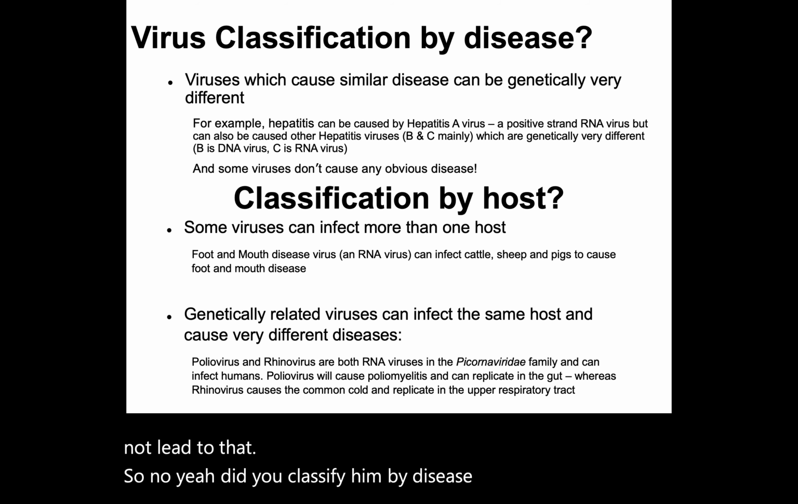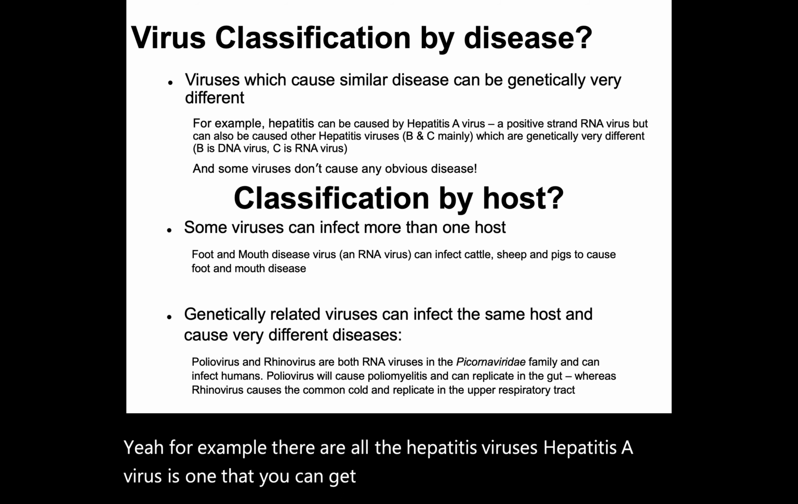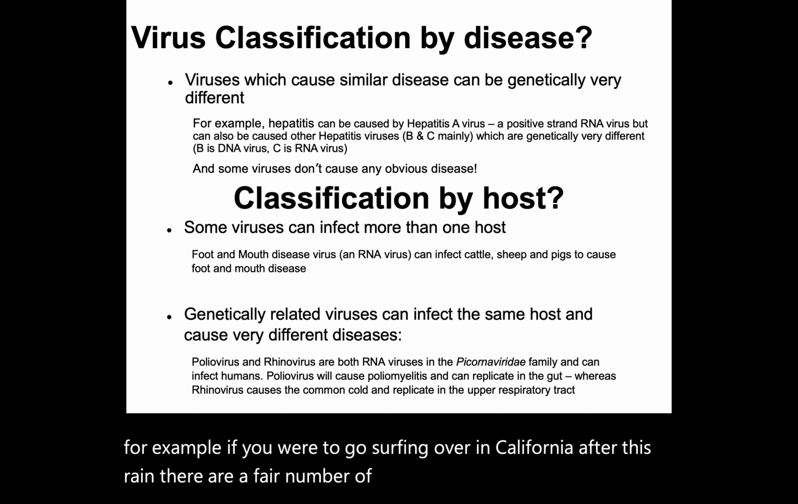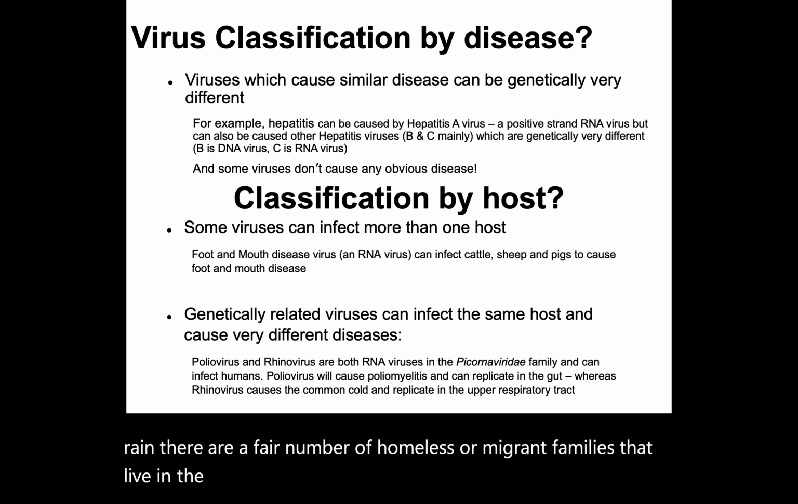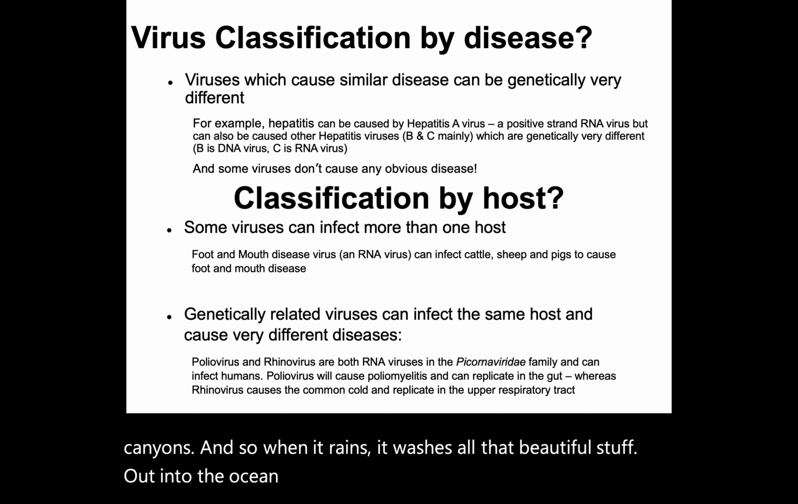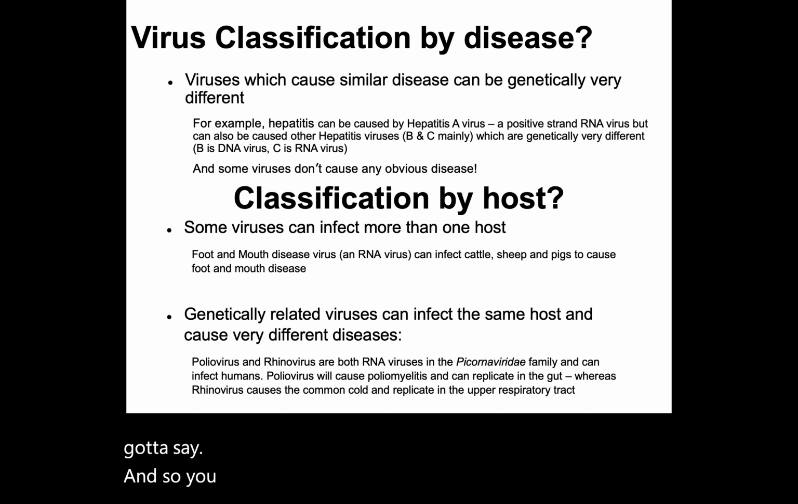Again, probably not. For example, there are all the hepatitis viruses. Hepatitis A virus is one that you can get by contaminated drinking water, or, for example, if you were to go surfing over in California after there's a rain. There are a fair number of homeless and or migrant families that live in the canyons, and they have to go to the bathroom in those canyons. And so when it rains, it washes all that beautiful stuff out into the ocean. And boy, some days the waves look really good, I gotta say. And so, you know what? You go out anyway. But yeah, hepatitis A is then a common thing that happens.